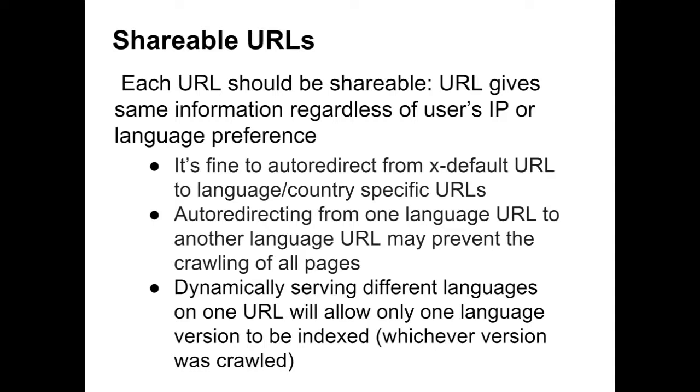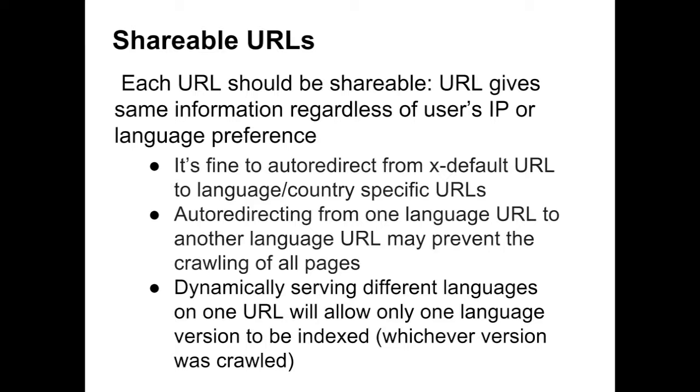The first best practice is to strive to create shareable URLs in your site architecture. This means that each URL consistently serves similar information in the same language, regardless of the user's IP or language preference. This greatly assists indexing by search engines, and by creating shareable URLs, if a user bookmarks your page or promotes your site on their blog, their audience, whether in the US or in Germany, will see the content that they intended.